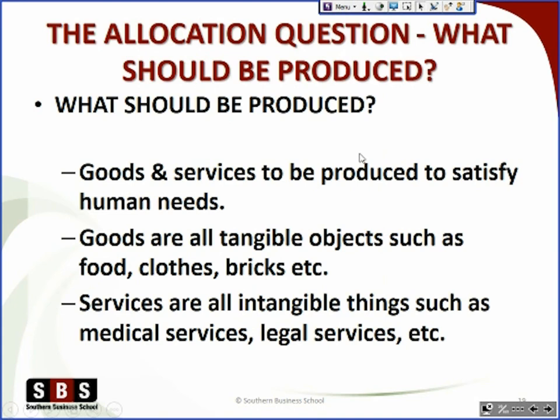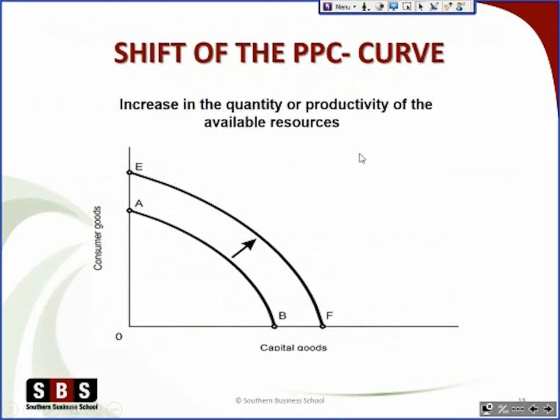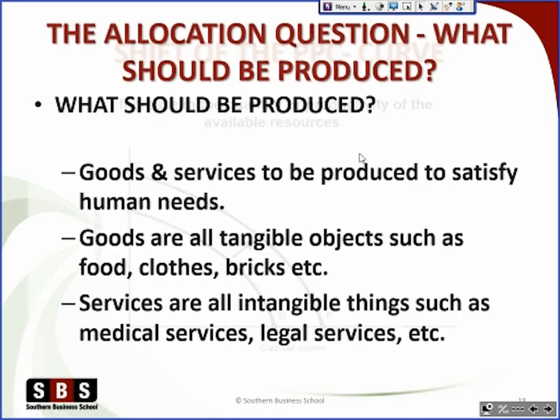So what I was saying here is, did you understand this part, where the curve can shift outwards? You wrote it down? Then I said, the allocation question of what should be produced. Then this is just an indication of goods and services and what the difference is between them, but there are no particular questions about it. If you read through this, and there are short questions, you'll recognize it.